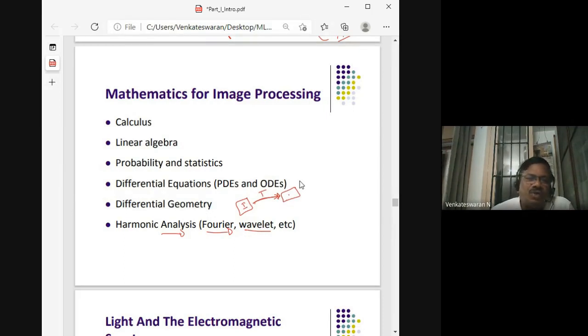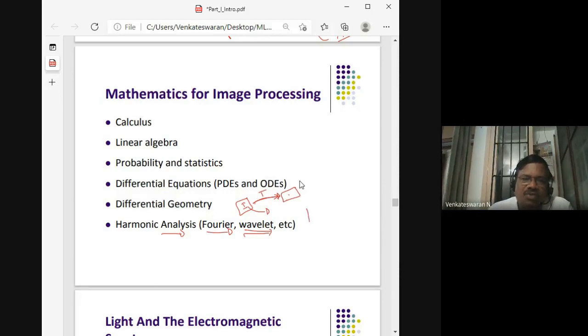For example, you also have wavelet transforms, extensively used in the last decade, to analyze the frequency content of the image. So, high frequency content, low frequency content.